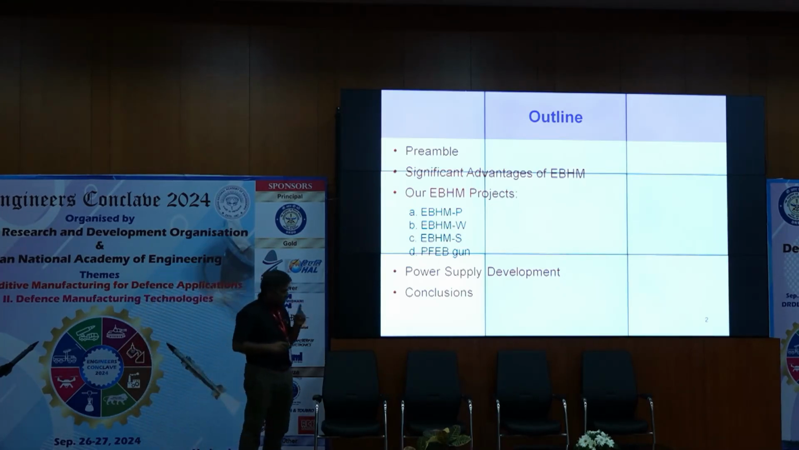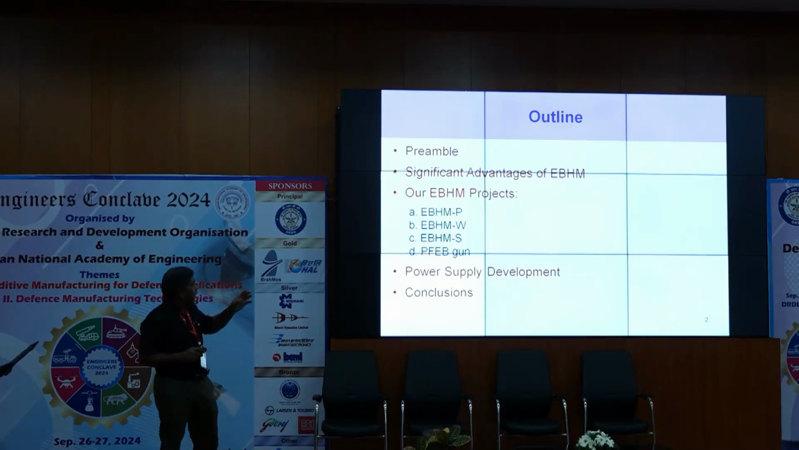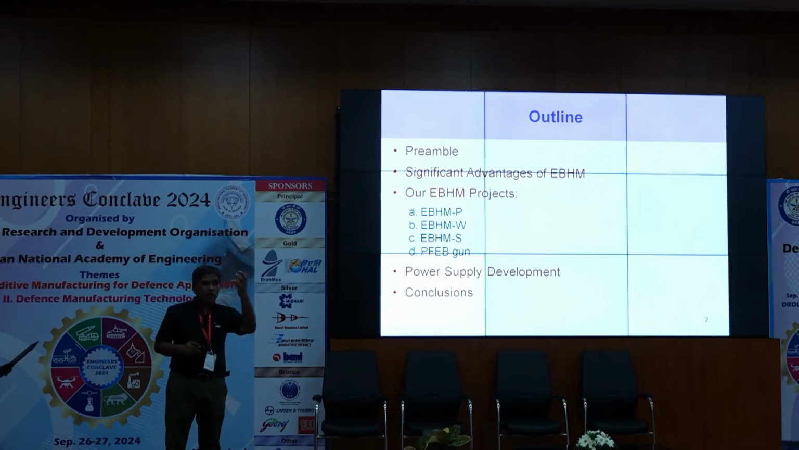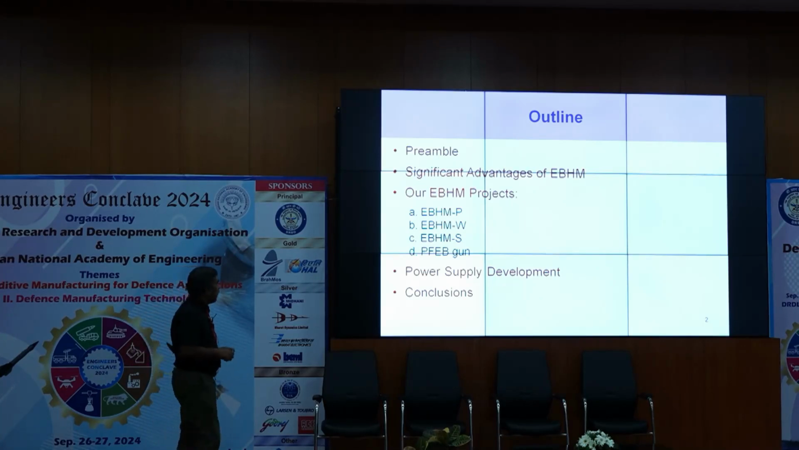Then we have also developed a new type of gun. All other systems use thermionic emission. You heat a filament and then the electrons come out. Then you apply a huge voltage, something like 60 kilovolt or 200 kilovolt. Then the electrons get sucked towards the anode. That is the typical approach.